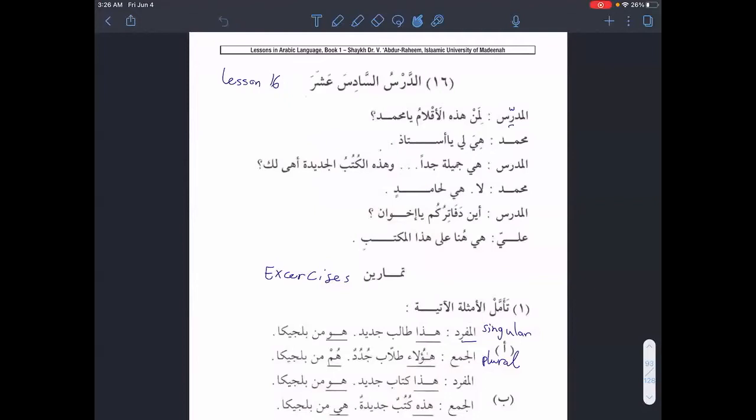بسم الله الرحمن الرحيم. Let's start lesson number 16, الدرس السادس عشر.